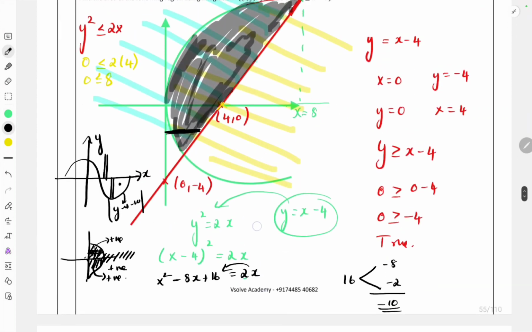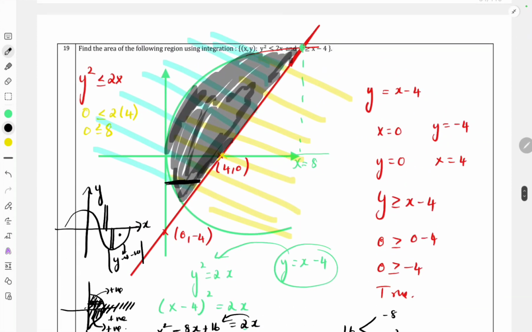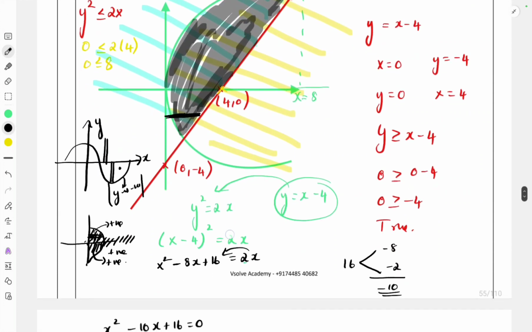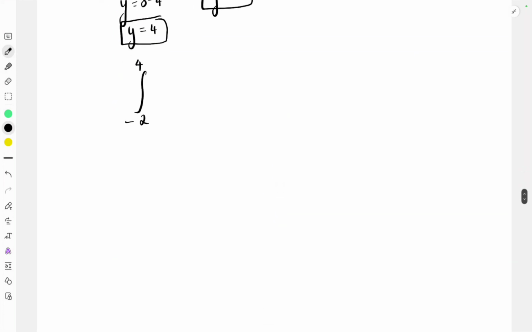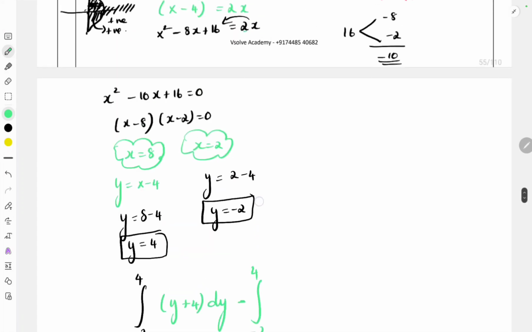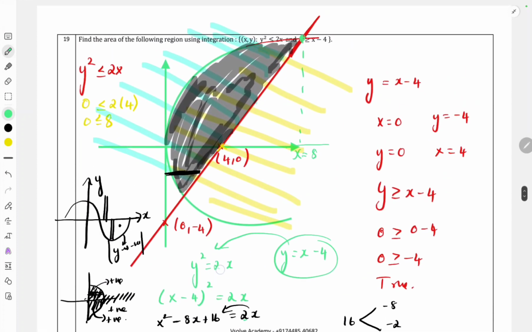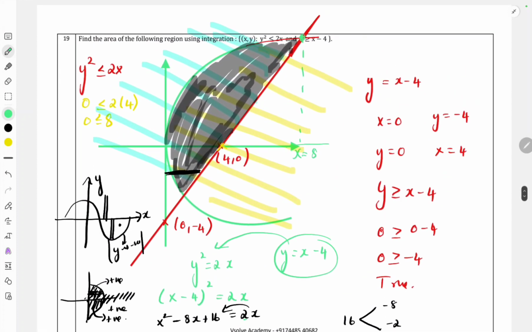So from minus 2 to 4, the upper is the line equation and the lower is the curve equation. So the line equation, x in terms of y, gives y plus 4 dy, minus we have to subtract the curve, and it is also from minus 2 to 4. No need to put modulus because this is positive of the x-axis, as we are taking a horizontal strip.